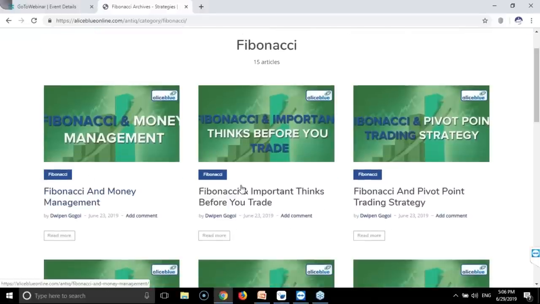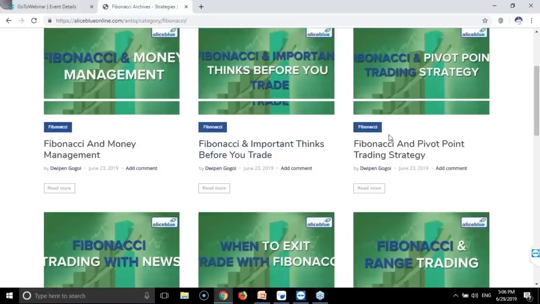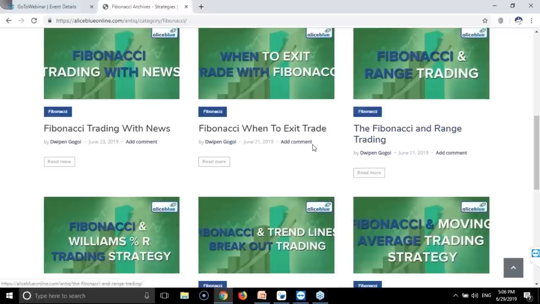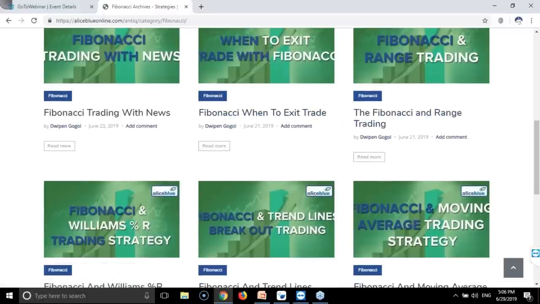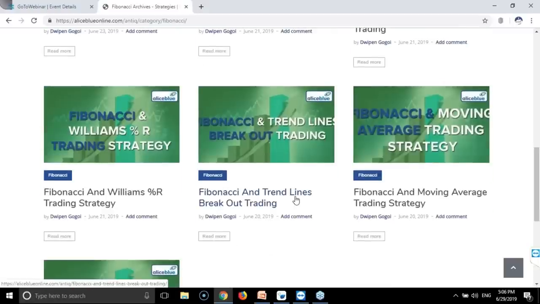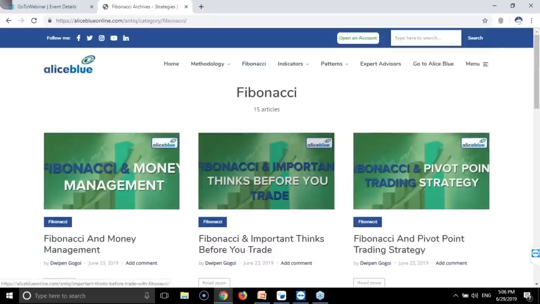Fibonacci and money management, Fibonacci important things before you trade, Fibonacci and pivot point trading strategy, Fibonacci trading with the news, Fibonacci when to enter the trade, Fibonacci range trading, Fibonacci with percentage R, Fibonacci and trend line, everything you can go and read one by one. Definitely, I will give a webinar regarding this Fibonacci also. Okay. So next, you can see here.